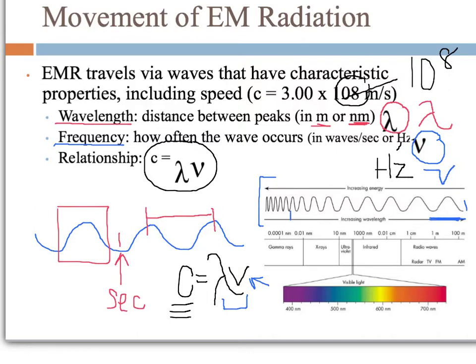Down here you can kind of see the spectrum or the range of colors within the visible light spectrum and how long their wavelengths are. So the lowest wavelength of light is violet at approximately 400 nanometers, and the longest wavelength of light is red at about 700 to 800 nanometers.